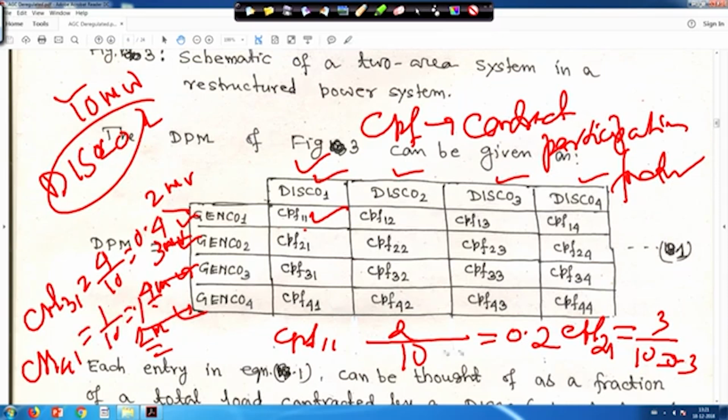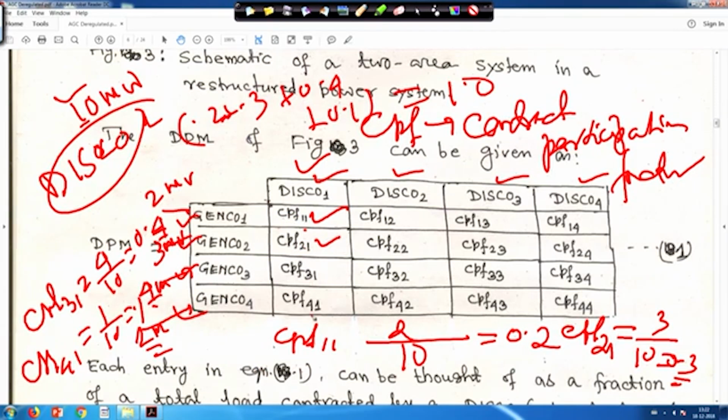That means CPF 11 is 0.2, CPF 21 is 0.3, CPF 31 is 0.4, and CPF 41 is 0.1. If you add all of these, it is actually 1.0. That means it is a fraction only; I have to put the fraction of how much I need. It is 2 megawatt out of a total of 10, so this column matrix will be 0.2, then 0.3 for the next one.